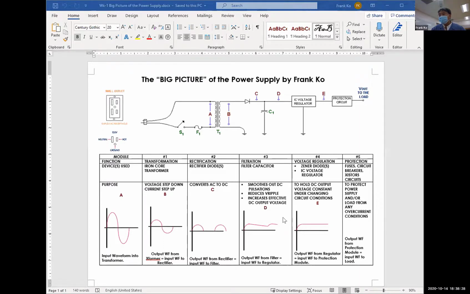Suarez, can you read that, please? Increases the effective DC output voltage.